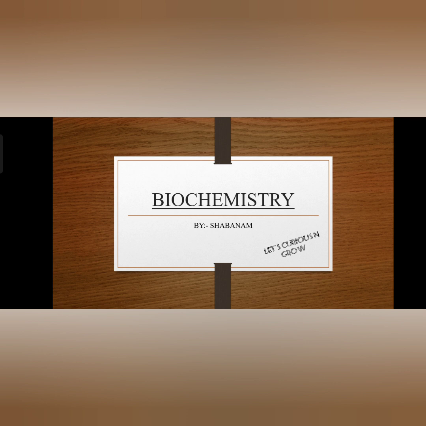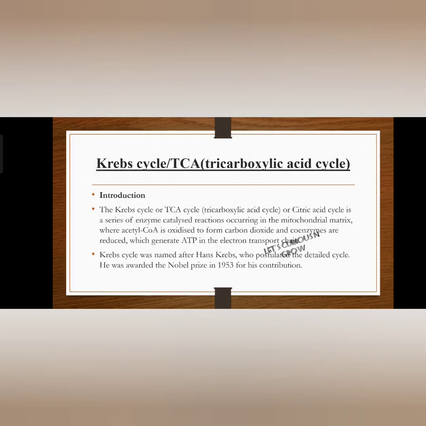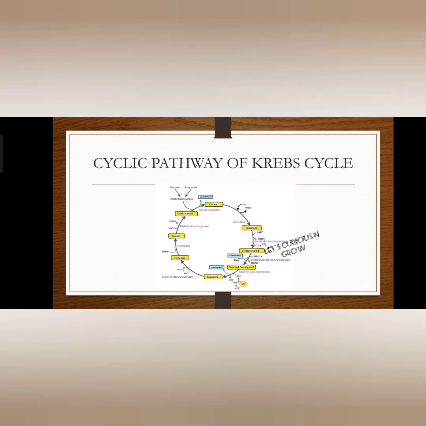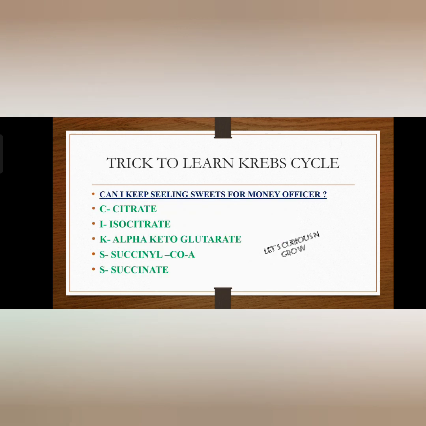So in this we will discuss the Krebs cycle. Basically, the Krebs cycle is also known as the tricarboxylic acid cycle or citric acid cycle. This cycle is completed in 8 steps. Fine, so this is the cycle, and here is the trick to learn the Krebs cycle.